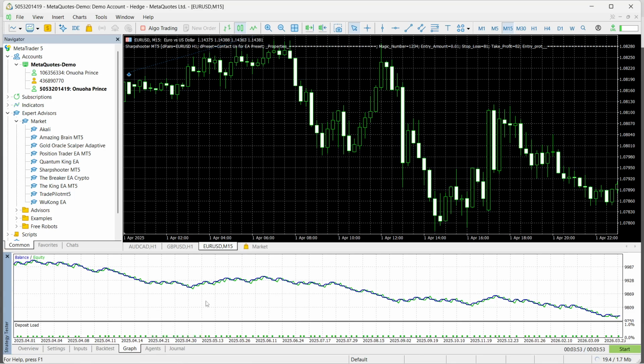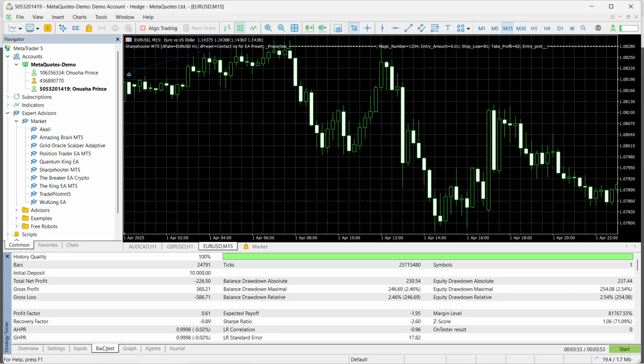So the equity curve started okay, but gradually declined over time with some small recoveries. Deposit loss shows regular trading activity. Overall, it ended with a net loss. As you can see, the stats are negative. The total net loss was $206. The profit factor was below 1 at 0.61 and relatively small drawdowns of 2.46%. This indicates the system took many trades.